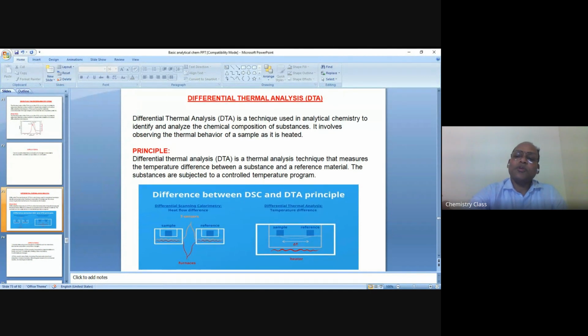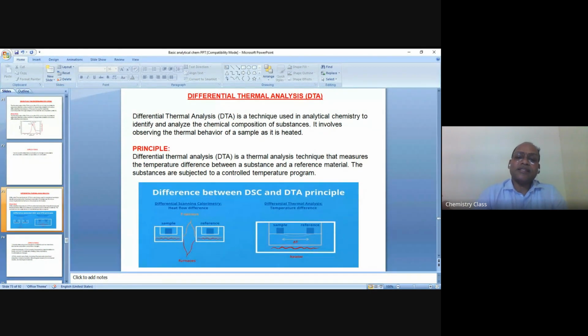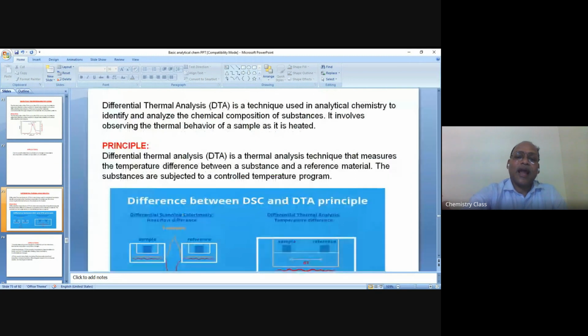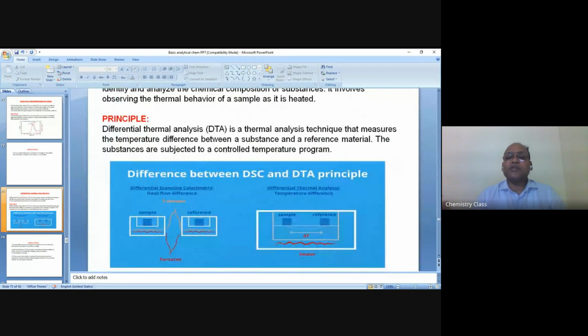If you understand this diagram, there's a picture showing the difference between the DSC and DTA principle. DSC will go to the calorimeter right now. In differential thermal analysis, the right-hand side picture shows the temperature difference between the sample and a reference electrode. So what is the difference of temperature between these two? On the basis of that, we can calculate.